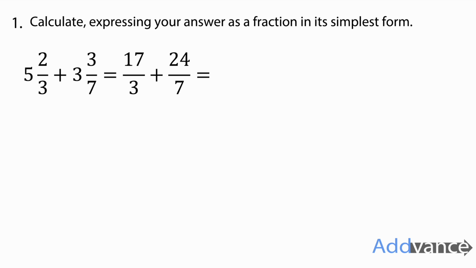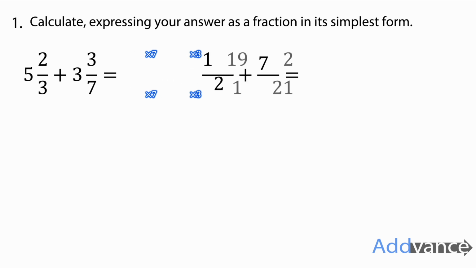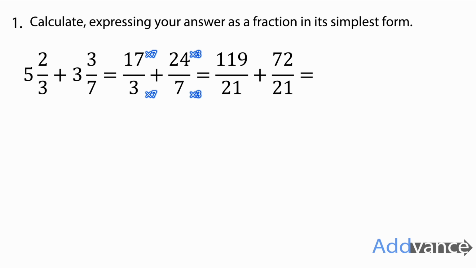Now, we need to make them into common denominators. So we'll times the first fraction by 7 and the second fraction by 3. That makes a common denominator of 21. When I do this, 17 times 7 is 119, 3 times 7 is 21, 24 times 3 is 72, and 7 times 3 is 21. I've got these two fractions, and they've got the same denominator, which means I can now start adding the numerators. 119 plus 72 is 191 over 21.